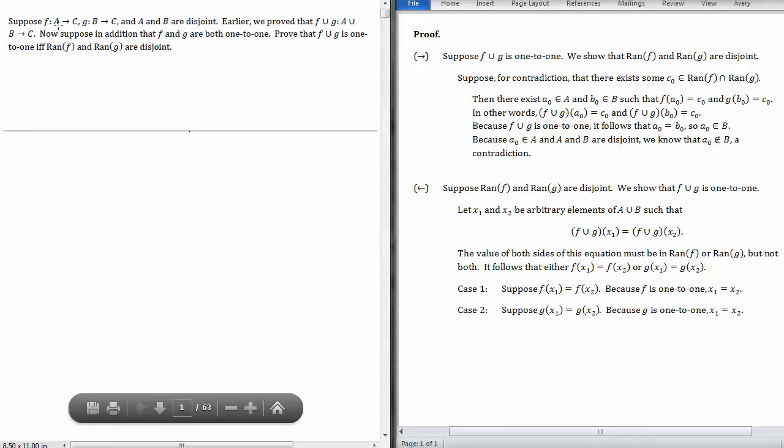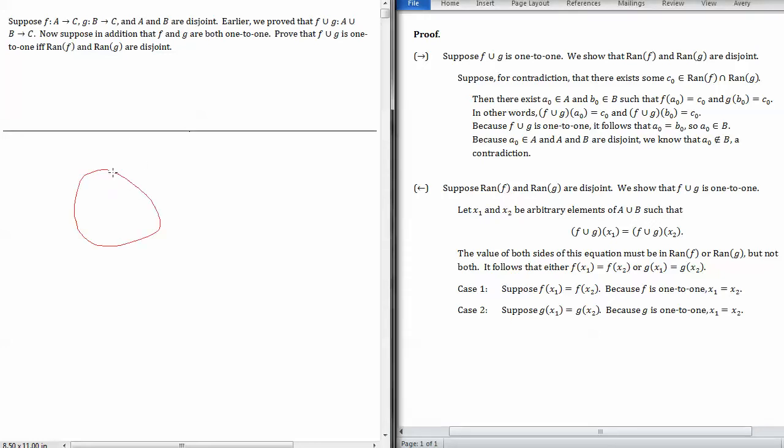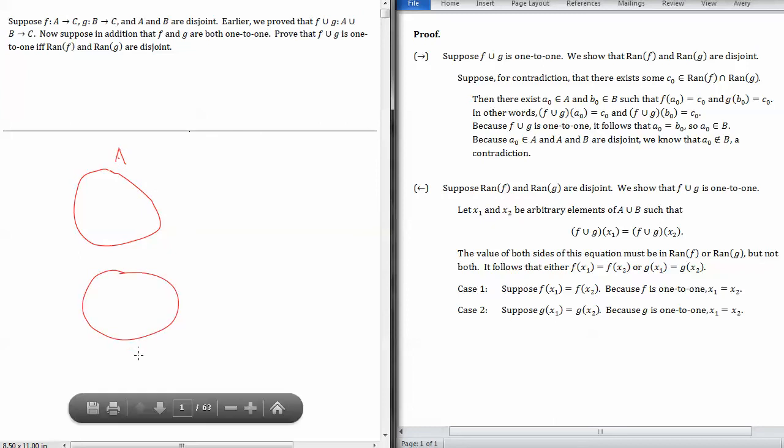Suppose f is a function from A to C, g is a function from B to C, and the sets A and B are disjoint. Okay, let's draw a picture of that. So we have a set A and a set B, which is disjoint from A, and another set C over here.